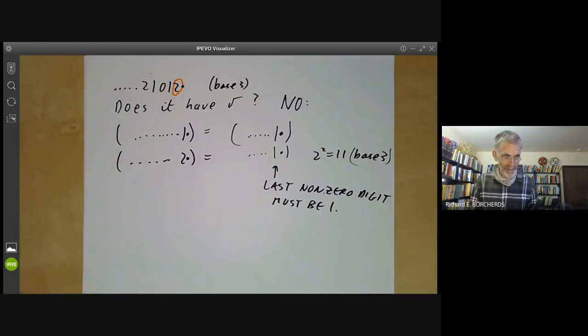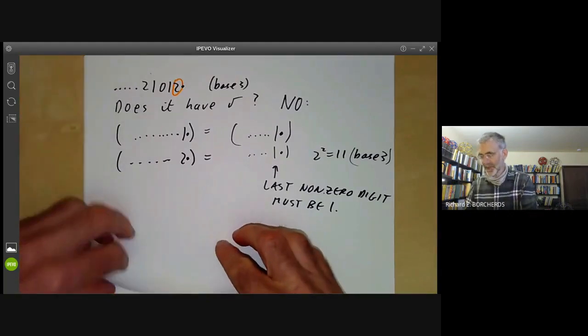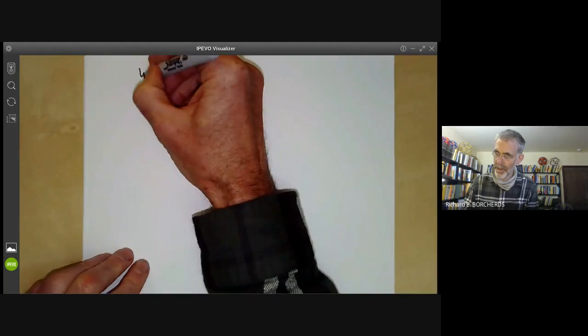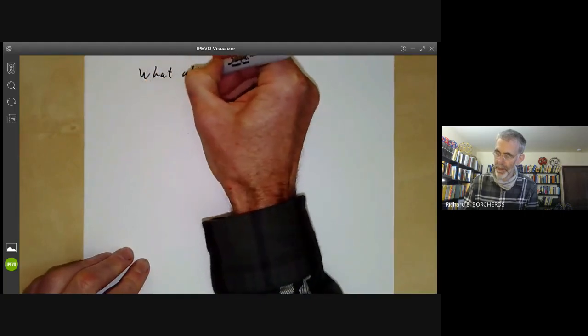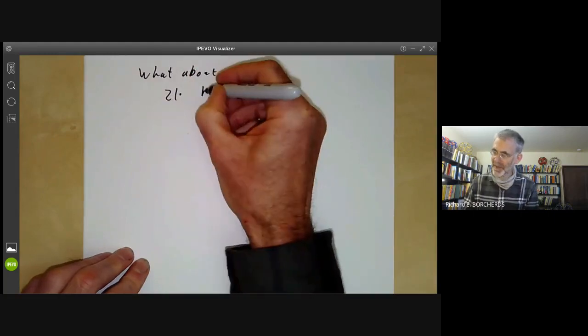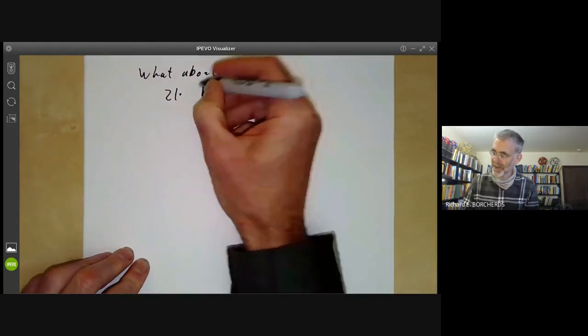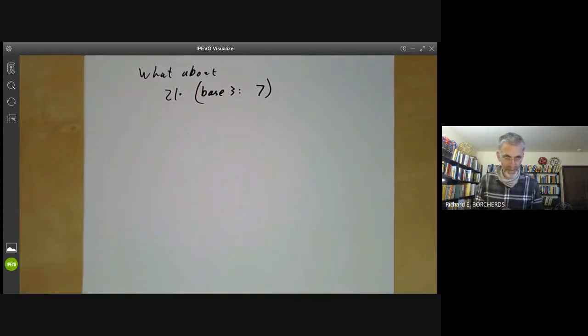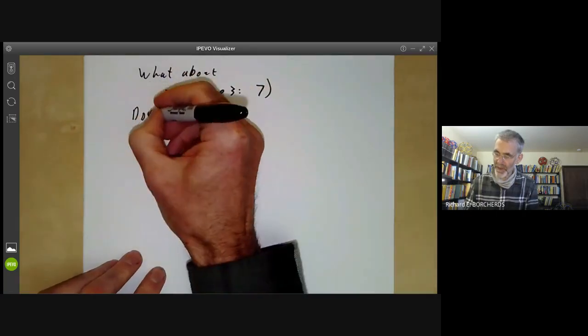Okay, so what happens if we have an even number of zeros and the last digit is 1? So what about the number 21? This is base 3, so it's really the number 7 in base 10. And does it have a square root?